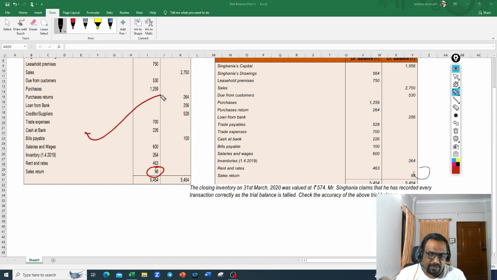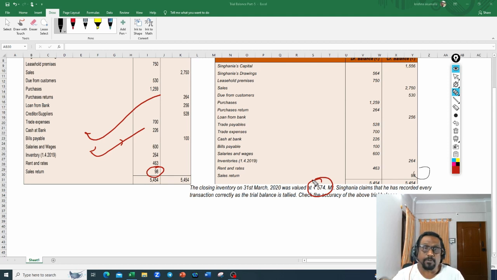Correct? This is the rectified trial balance. Am I right? Now, he is saying his closing inventory is 574 and he is asking us to account it. We will not account closing inventory in the trial balance. Why? Why are we not showing closing inventory in trial balance?